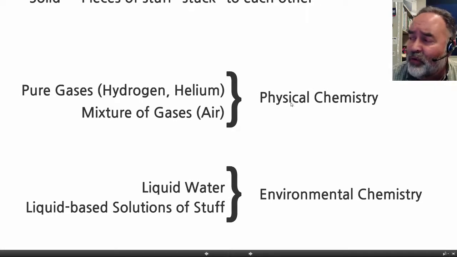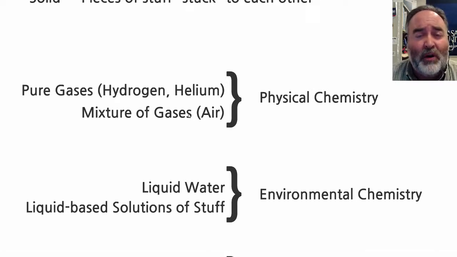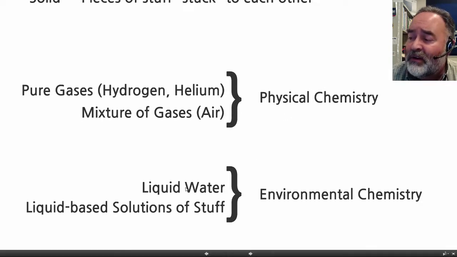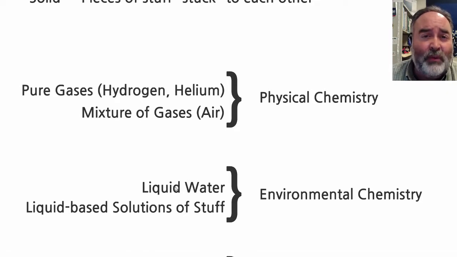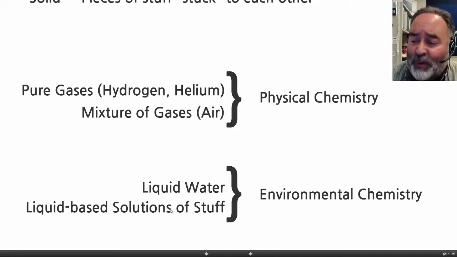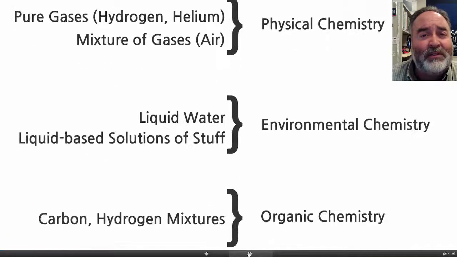So you see right away the root word physics is in here. We're going to see how these pure gases of, say, hydrogen and helium do bounce around as if they were little tiny balls bouncing off of each other. That sounds like a physics question, and that's what we call physical chemistry. Right below that, we're talking about the type of chemicals and chemistry that we'll see in our earthly environment, mostly the air that we breathe and the water that we drink and swim in. So liquid water, liquid-based solutions of stuff, is usually the purview of the environmental chemist.